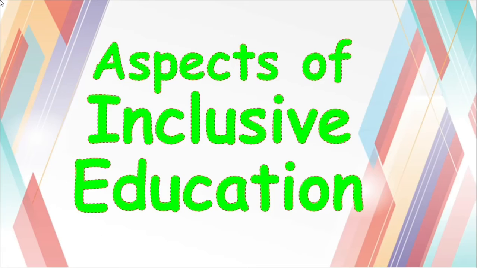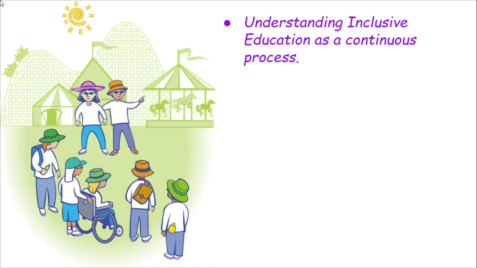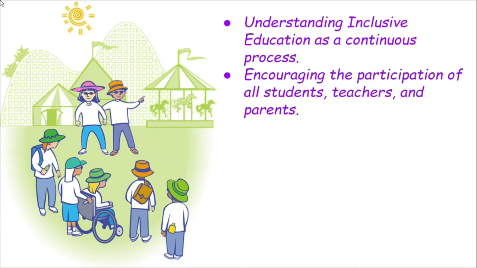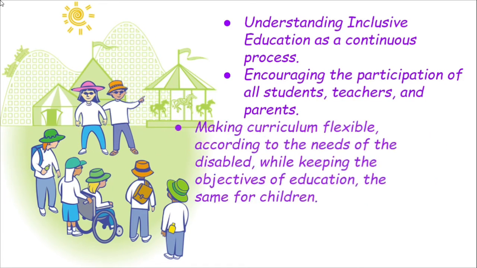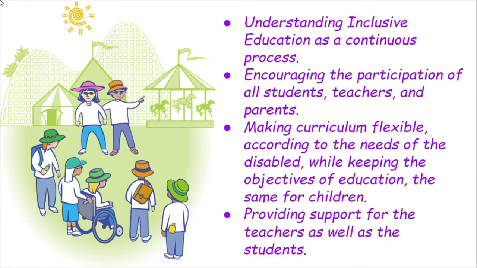Now let's see what are the aspects of inclusive education. Understanding inclusive education as a continuous process, encouraging the participation of all students, teachers and parents, making the curriculum flexible so that it meets the needs and responsibilities of the disabled children while keeping the objectives of education the same for all. Providing strong support and encouragement for the teachers as well as the students. These are the few main aspects of inclusive education.